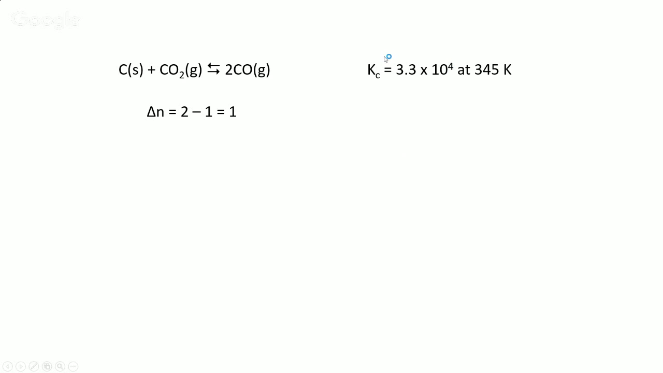If you wanted to convert that to a Kp, here the delta N is 2 minus 1. You get 2 moles of gas on the right, only 1 mole on the left. Remember, the solid doesn't count. So the delta N here is 1. So you plug those values into our Kp to Kc conversion equation, along with the gas constant. You get a Kp of 9.3 times 10 to the 5.